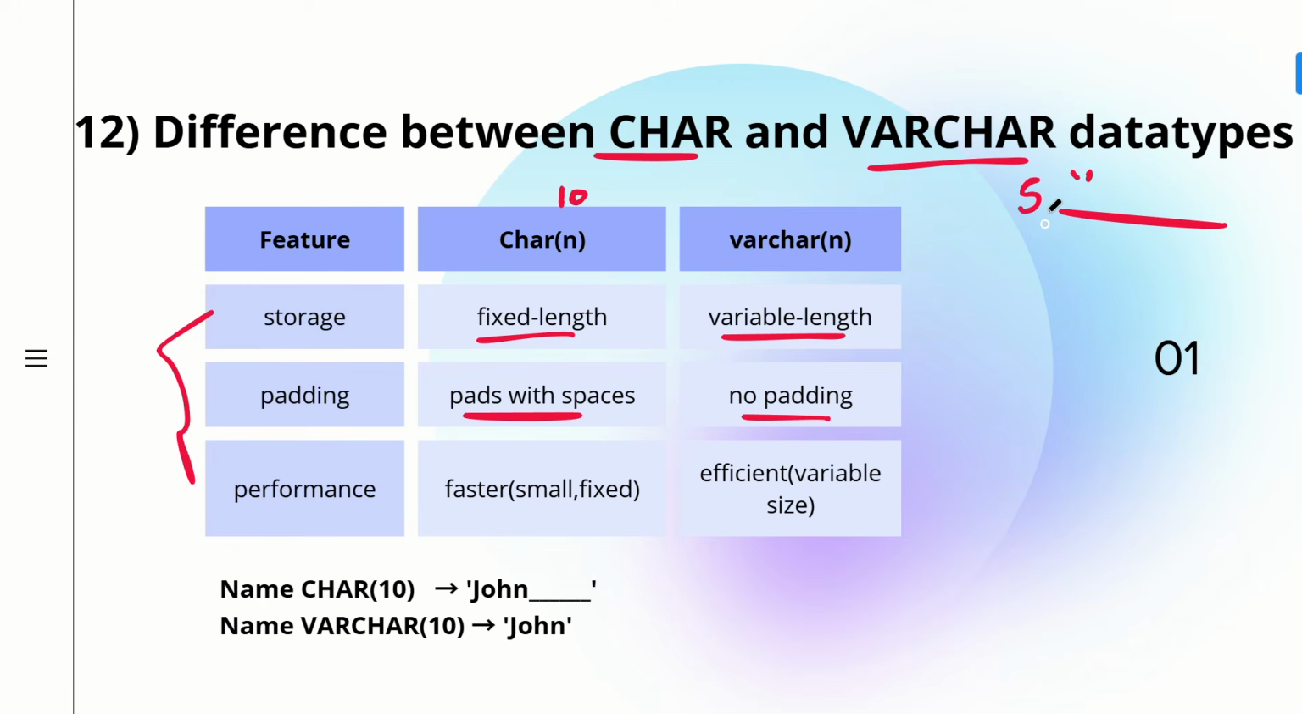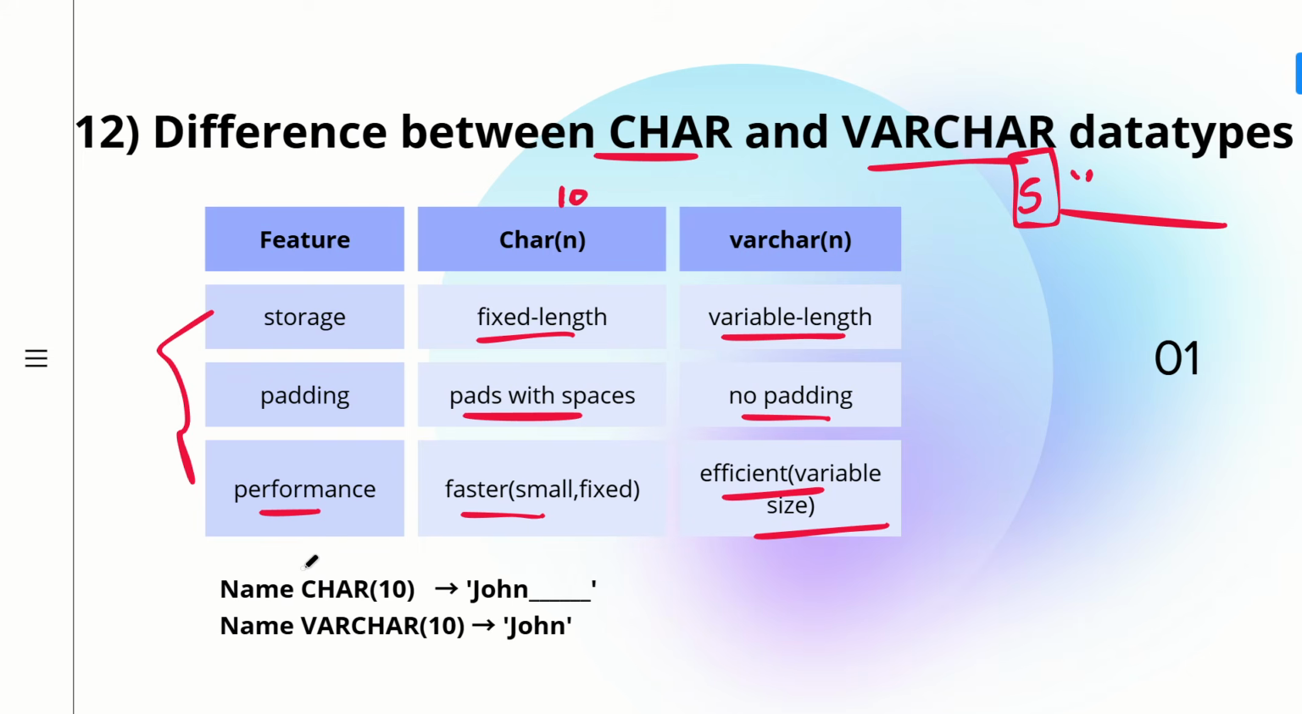If it is less, it is less, only that much memory or storage will be assigned to our data. Then coming to the performance perspective, char is faster because it is faster for small and fixed data, but it is not efficient because it might lead to more wastage of our storage. But yes, it is faster because that much storage is directly assigned to our char. Whereas varchar is efficient because of the variable size.